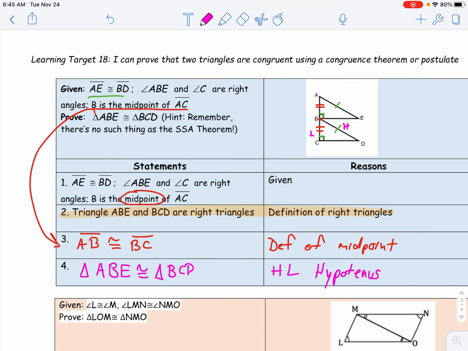Hypotenuse leg. All right, all the other ones are just a combination of angles inside. This one's a little bit more quirky. It's HL, hypotenuse leg. All right.